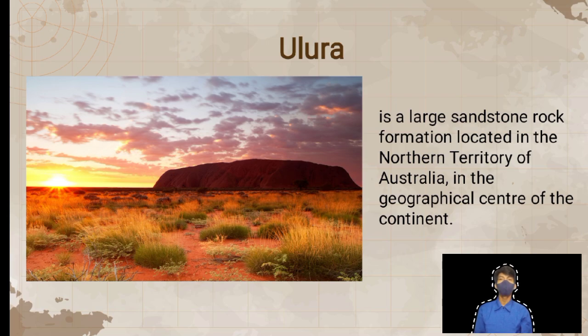The sandstone layers were formed by wind and waters from the Great Dividing Range, which is the most extensive mountain range in Australia. Uluru is 348 meters high and has a circumference of 9.4 kilometers. It is thought to be around 550 million years old.